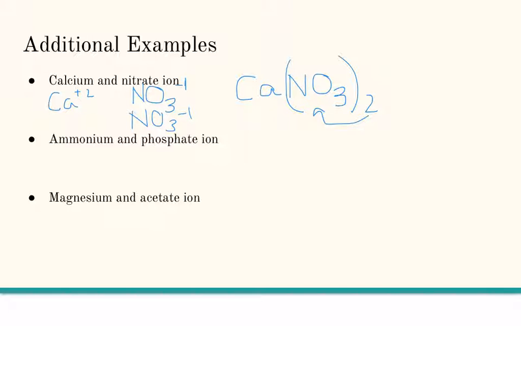We can never change the formula for a polyatomic ion. We don't distribute that 2. We just leave it as the formula NO3. If we need more than 1 polyatomic ion, it goes in parentheses with the subscript outside.